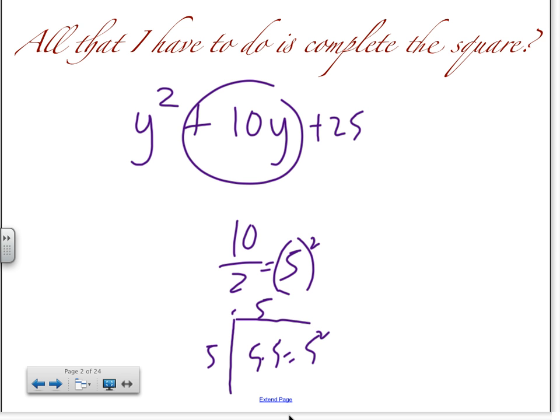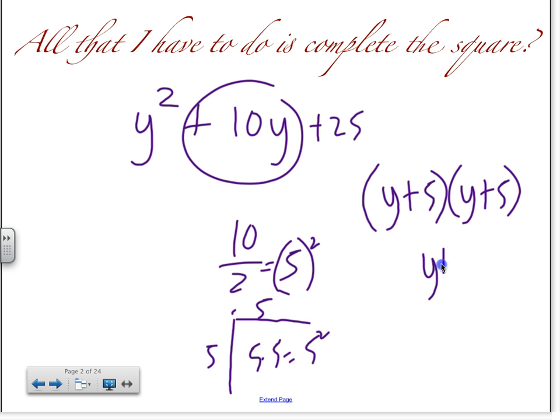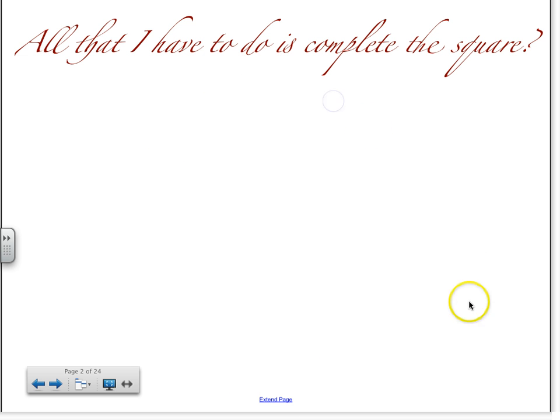Since we extended 5 units on the side of each square, we know that if we factor it, it's going to be y plus 5 times y plus 5. Okay, and we can condense it to be y plus 5 squared. Okay, and let's try one more here. What if I have the following?